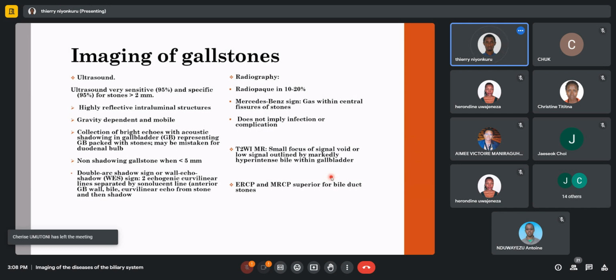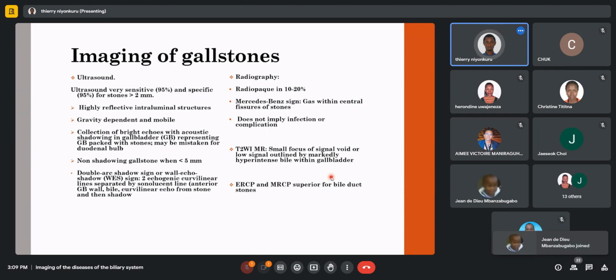On a plain radiograph, we may see radiopaque stones. We may see them in about 10 to 20%, or we may see what we call the Mercedes-Benz sign, which is gas within the central fissure of the stone. This does not imply infection or complication. On MRI, mainly the T2 sequence, we see small foci of signal void or low signal outlined by markedly hyperintense bile within the gallbladder, and MRCP is superior for bile duct stones.